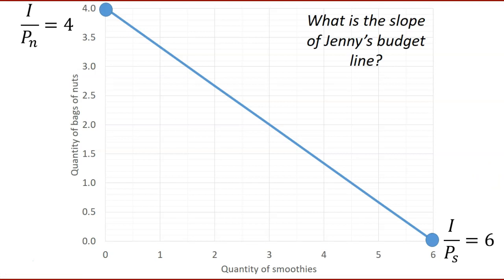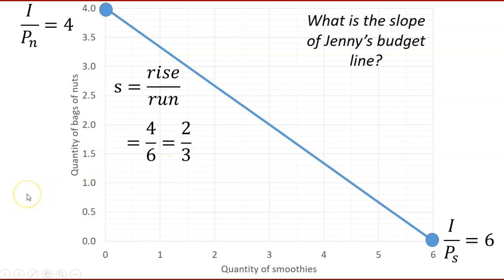What's the slope of Jenny's budget line? Well, that's easy. The slope is just the rise over the run. And it's a giant triangle, so we've got the rise up to 4, and the run is 6. So it's 4/6, or 2/3. We should say that that's negative 2/3, shouldn't we? Because this is a downward sloping budget line. So it's a negative 2/3.